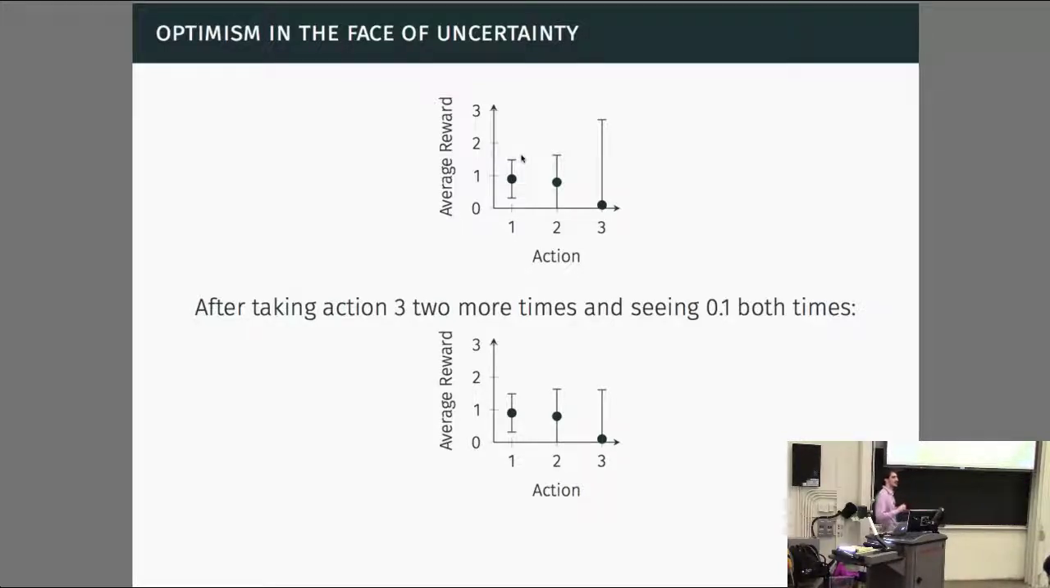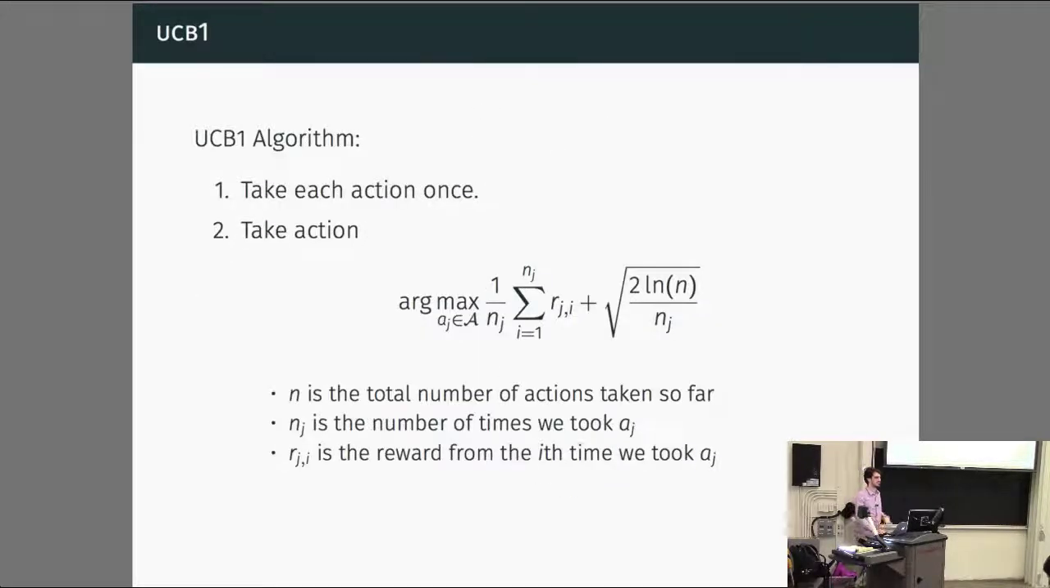So it only takes a couple times, if it's actually bad, before we would switch to another action, right? Then, of course, we might switch back to action 3. But over time, if it's actually bad, we're going to stop taking that action. That's the general idea. Does that make sense?